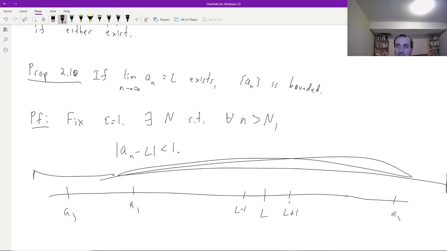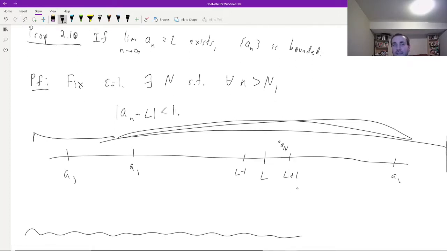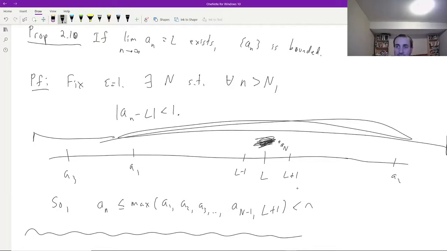But at some point, there's going to be some number A sub n, where it's going to get stuck in between L minus 1 and L plus 1, and it's going to stay there forever. And so what does that tell us? So, for all n, a_n is less than the maximum of a1, a2, a3, up to a_(n minus 1). And then for all of the terms after a_(n minus 1), we're sort of sitting there inside of that. And so we can just say, well, it's less than L plus 1. And obviously that's less than infinity.